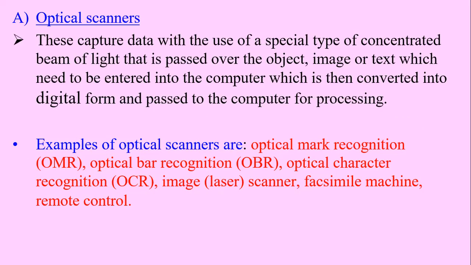Optical scanners. These capture data with the use of a special type of concentrated beam of light that is passed over the object, image, or text, which needs to be entered into the computer, which is then converted into digital form and passed to the computer for processing. Examples of such scanners include the optical mark recognition, abbreviated as OMR, the optical bar recognition, OBR, optical character recognition, OCR, image or laser scanners, the facsimile machine, and remote control.